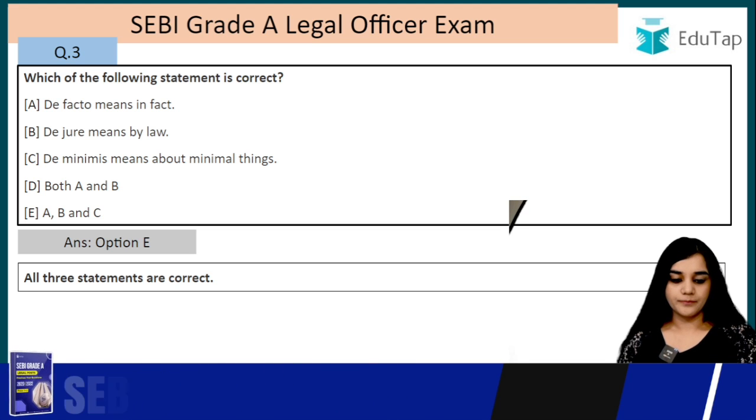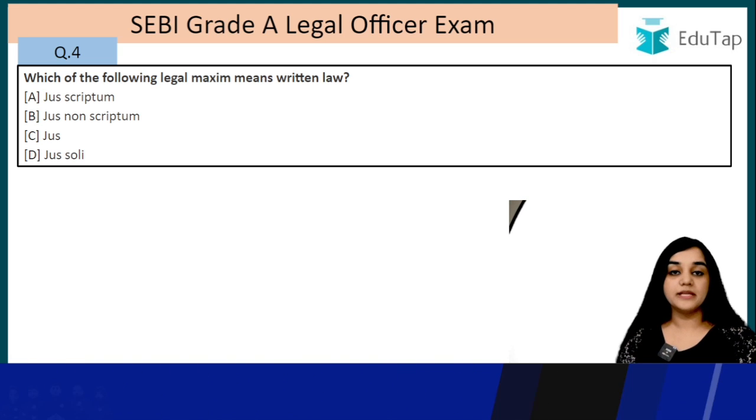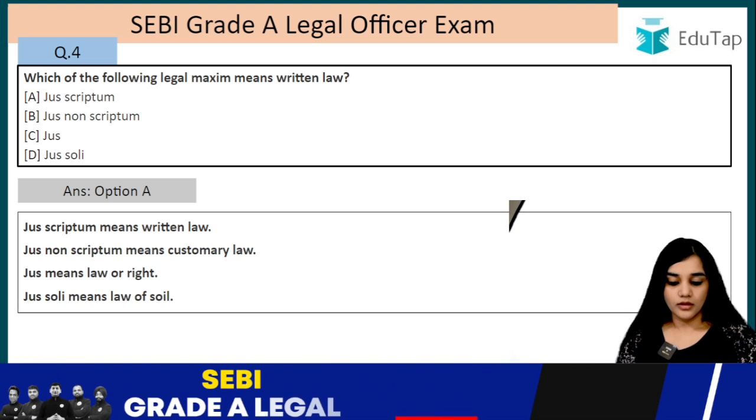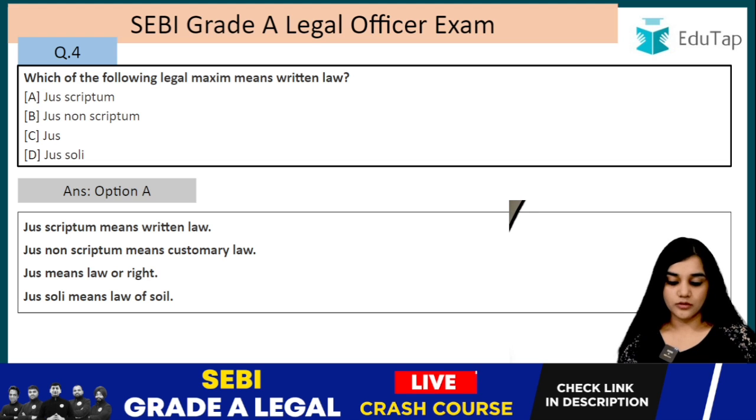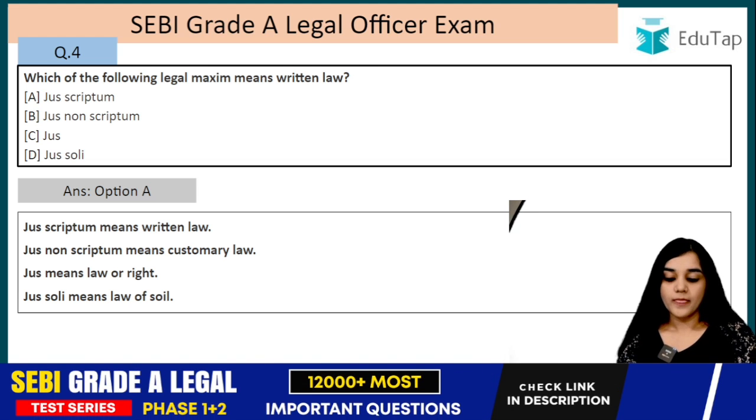Question number 4. Which of the following legal maxims means written law? The answer to this is option A, that is jus scriptum. So jus scriptum means written law, right? Jus scriptum means written law. Jus non scriptum means customary law, which is not written, it is customary law. Jus means right or law, and jus soli means law of soil.